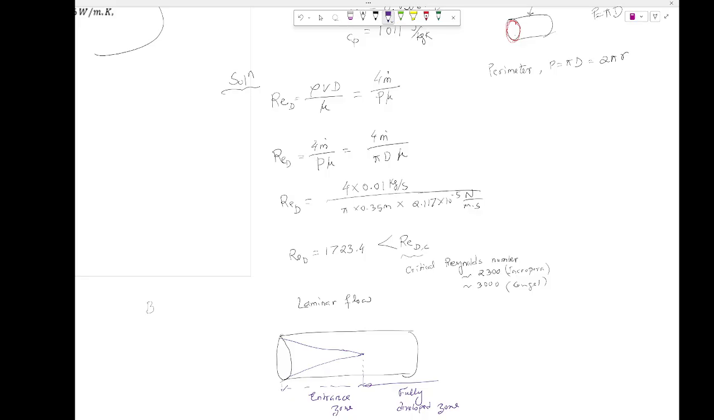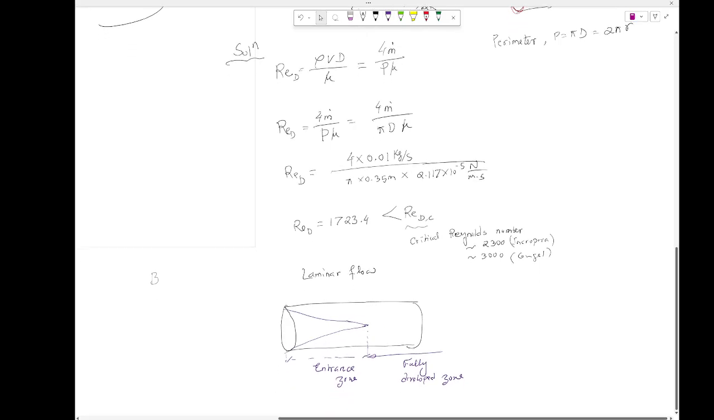Now the question is actually asking you to find where the entrance zone ends, or where the transition happened to fully developed, not where the laminar and turbulent. This is what we found, because they're asking you to find the Reynolds number, which is fine. You come up with the Reynolds number is laminar, but where the transition happened, what are the equations that you'll be using for that? So let me give you those equations.